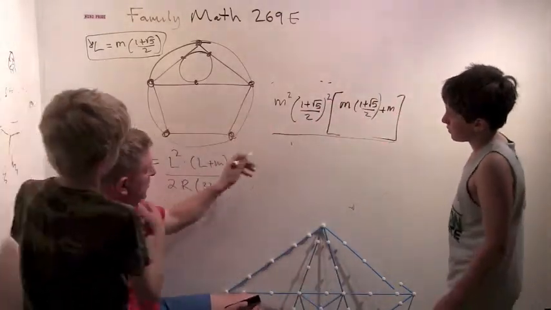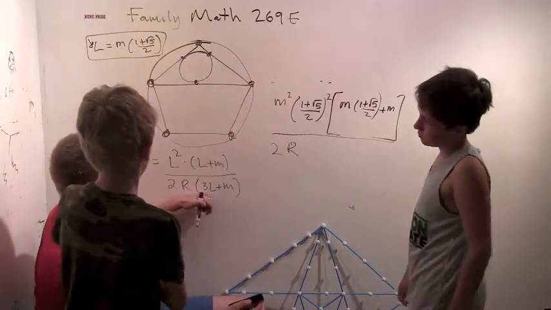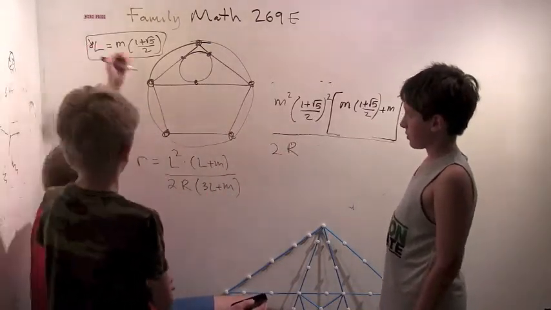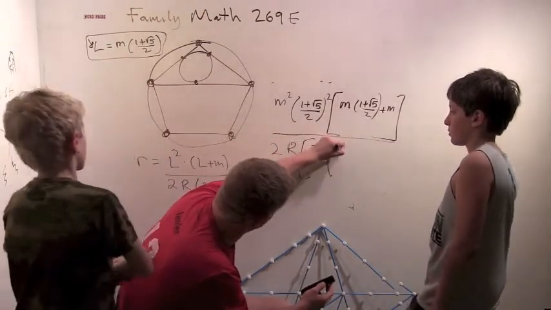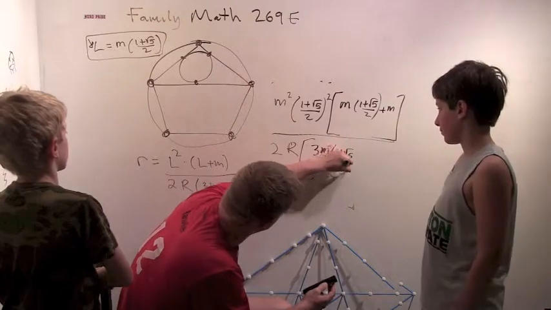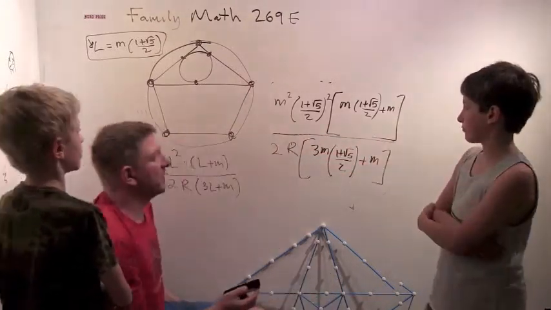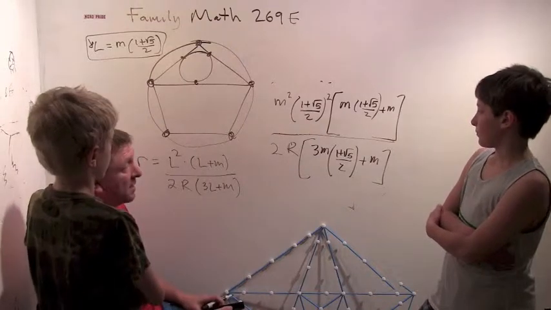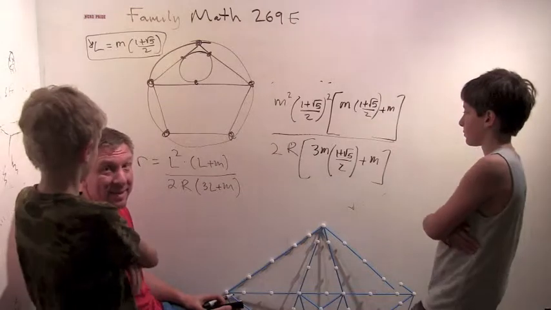Over 2R, which is 3L plus M. So 3M. 1 plus root 5 over 2, and then plus M. Now, one really nice thing here, I know this does not look nice at all. Okay?